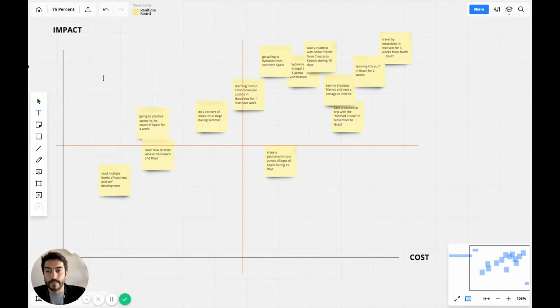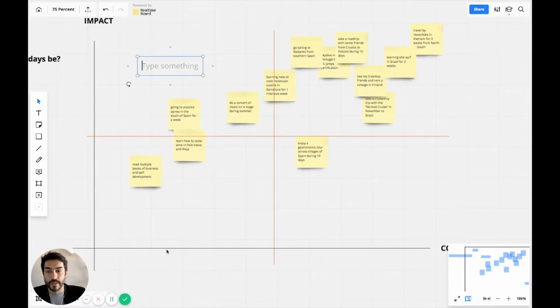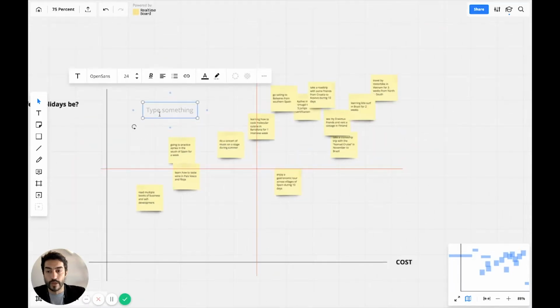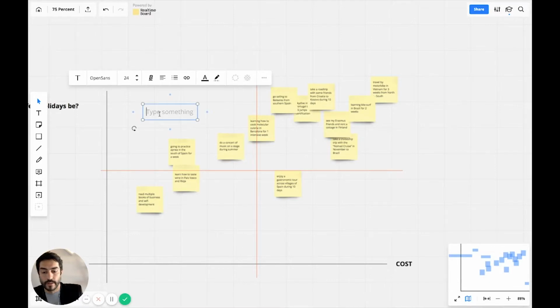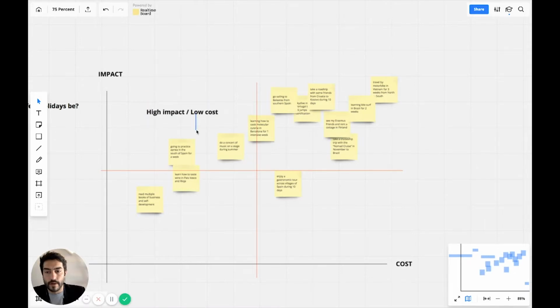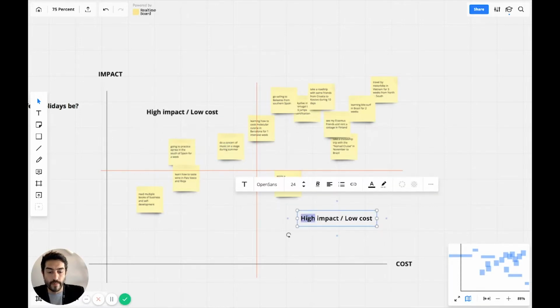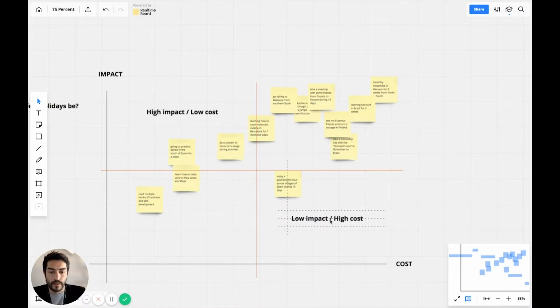So what does it mean? Well, that's simple. This one is high impact, and in terms of cost, it's pretty low, right? So I'm on the high impact, low cost type of thing. High impact, low cost. Now, if I put that one into the complete opposite quadrant here, what is there? I have low impact, high cost. Low impact because I'm down there in terms of impact. High cost because I'm on the right side of cost.